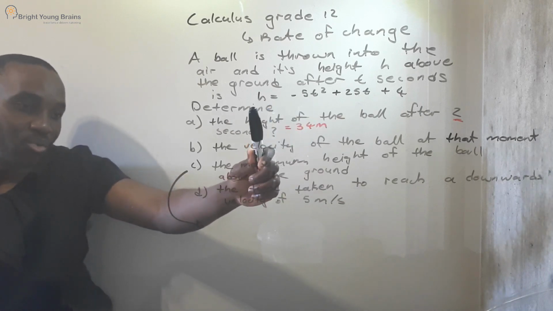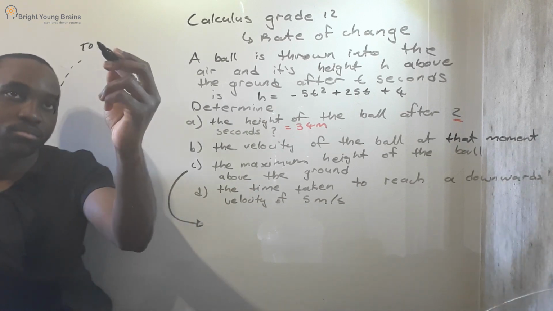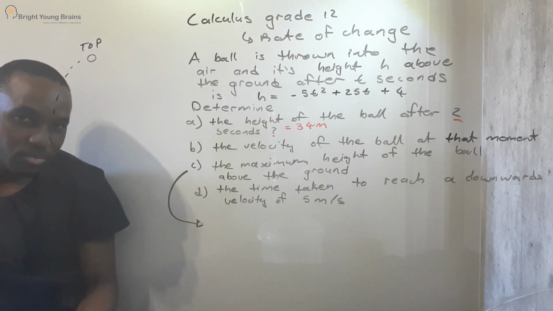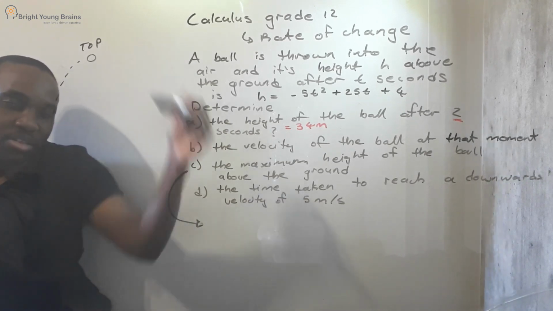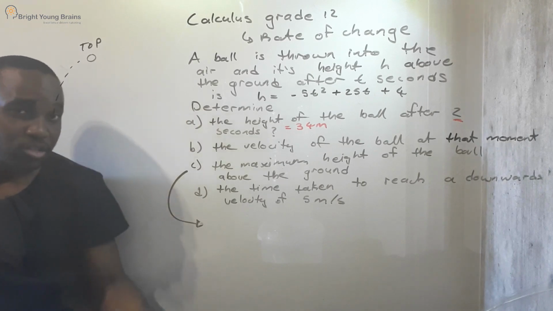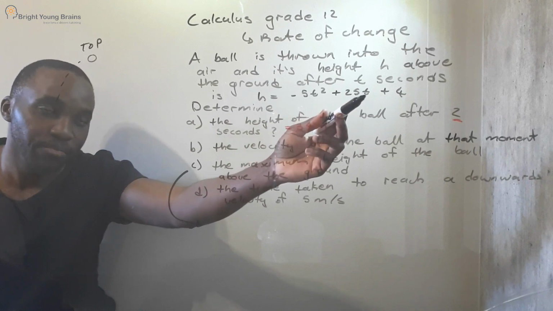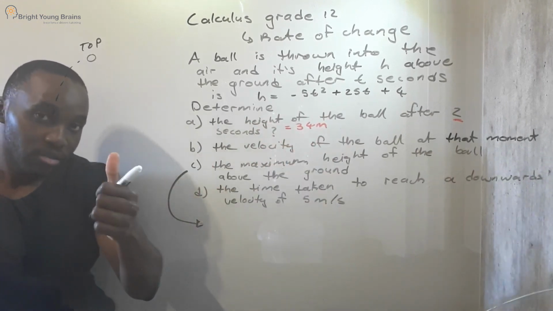Now the thing is, we are going to make that velocity equal to 0, because when this ball reaches the top, its velocity is going to be 0. You throw it up, and at some point the velocity is 0 and then it starts dropping back down. So the first thing is, let's get a differentiated equation for this graph, and then we are going to equate that differentiated equation to 0.